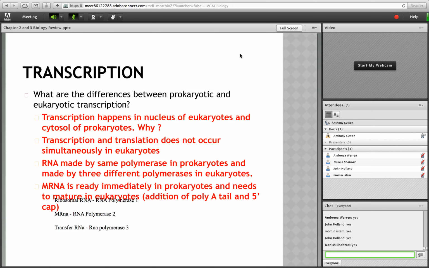That is something we call post-transcriptional modification. We made the mRNA, it's not mature, so we need to modify it, and we modify it by adding the poly A tail and the 5' cap. Okay? Got that? Any questions? No. Sounds good.